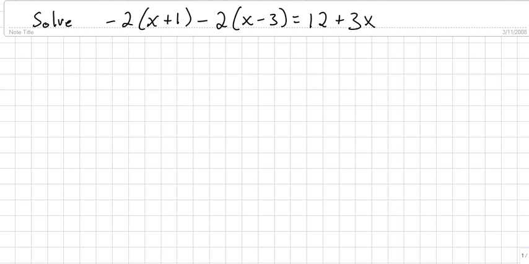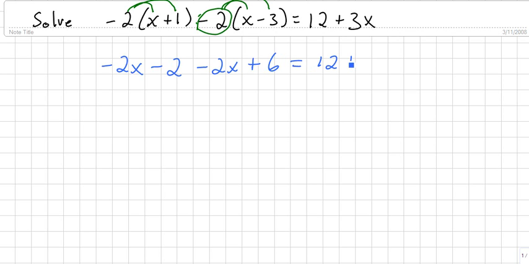Alright, what we're going to do first here, this is number 8 on the test. We need to first simplify each side of the equation and then combine like terms. So obviously we're going to simplify. I'm going to take this negative 2 to the x and the negative 2 to the 1. And I'm going to take this negative 2 also to the x and to the negative 3. So when I do that, my combination is now negative 2x minus 2, and this becomes negative 2x plus a positive 6, because the negative 2 times the negative 3 is a positive 6, and obviously nothing has changed over on the other side yet.